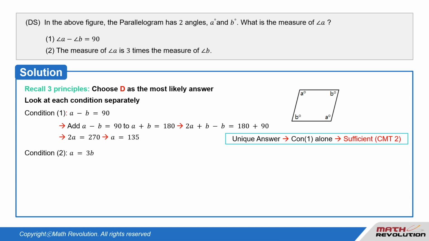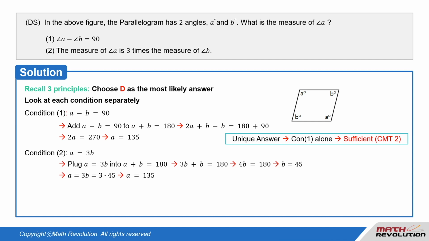Condition 2 tells us that A equals 3 times B. If we plug A equals 3 times B into A plus B equals 180, we get 3 times B plus B equals 180. 4 times B equals 180. That is, B equals 45. So, we get A equals 3 times B, which is equal to 3 times 45, equals 135. This solution is unique, so it is sufficient by CMT2, which means that the number of answers must be 1.